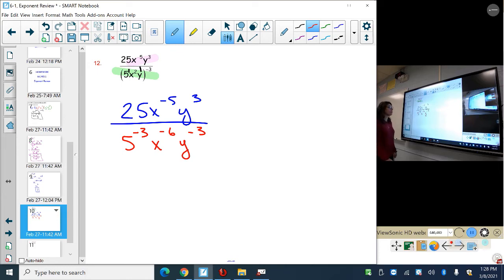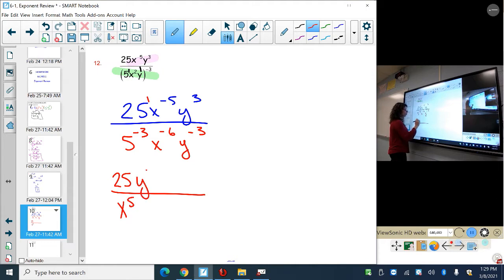Now from here, you're going to play the game, should I stay or should I go? 25 has a power of 1, so it stays. X to the negative 5 goes to the bottom, and y cubed stays. 5 to the negative 3 is negative, so therefore it goes to the top and becomes positive. X to the negative 6 goes to the top and becomes positive, and then y cubed goes to the top and becomes positive.